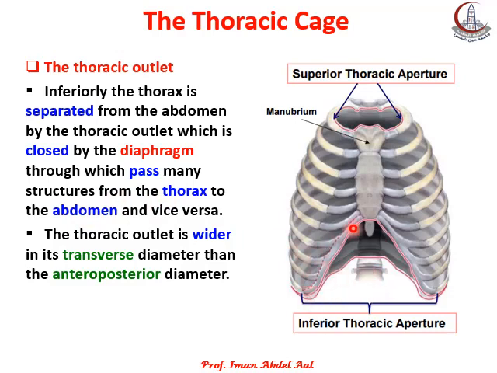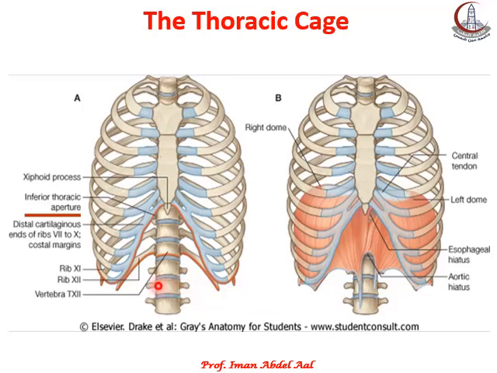If you look also here, you can see that the transverse diameter is wider than the anteroposterior diameter, like the thoracic inlet. This is the thoracic outlet. This is the diaphragm, and as we said, the diaphragm separates the organs in the thorax from organs in the abdomen, and it allows the passage of structures from the thorax to the abdomen and vice versa.